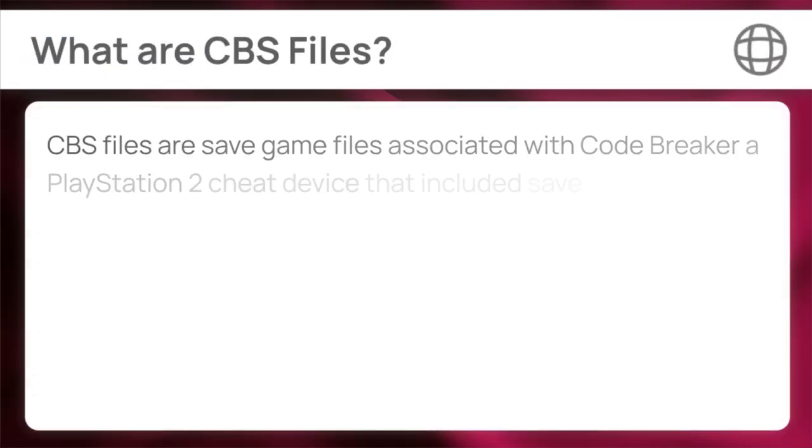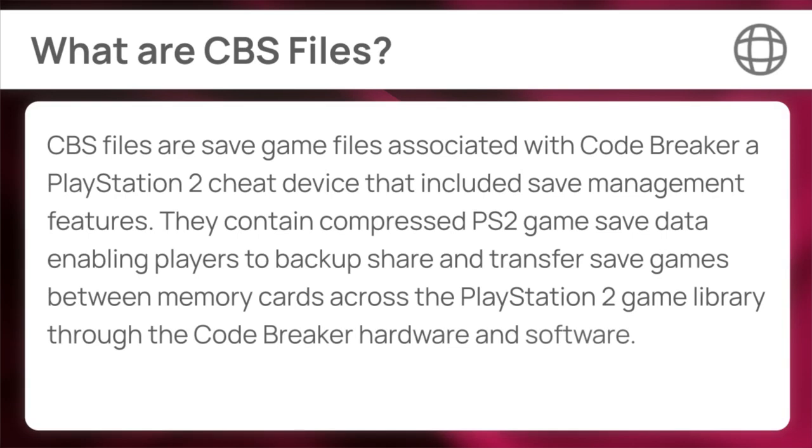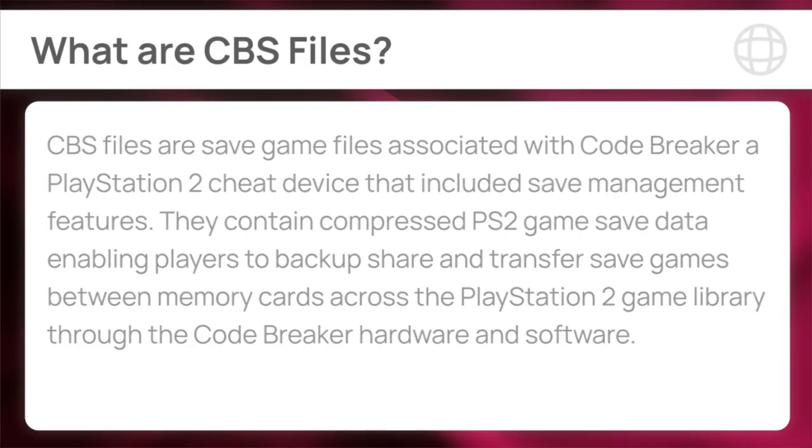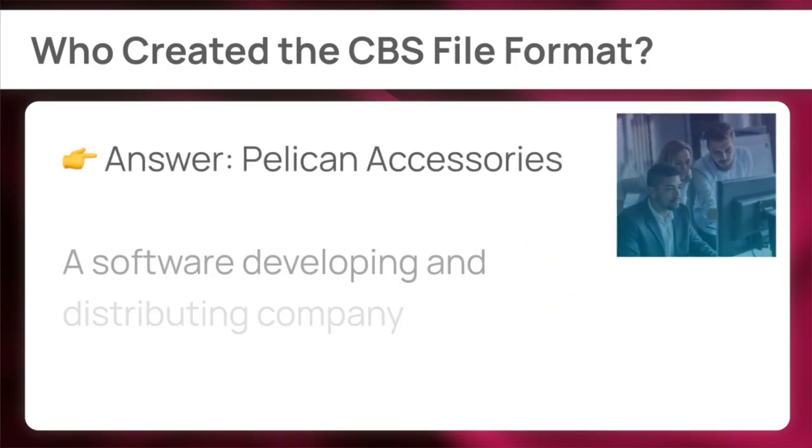CBS files are save game files associated with Codebreaker, a PlayStation 2 cheat device that included save management features. They contain compressed PS2 game save data, enabling players to backup, share, and transfer save games between memory cards across the PlayStation 2 game library through the Codebreaker hardware and software.